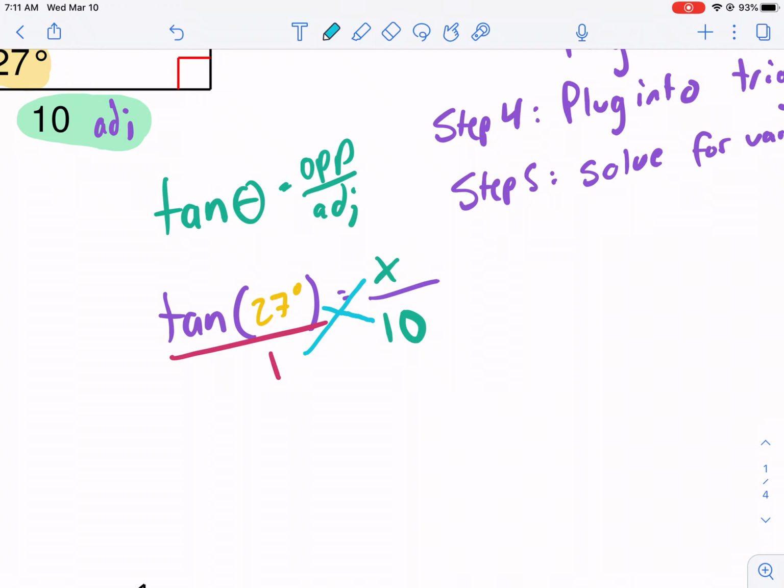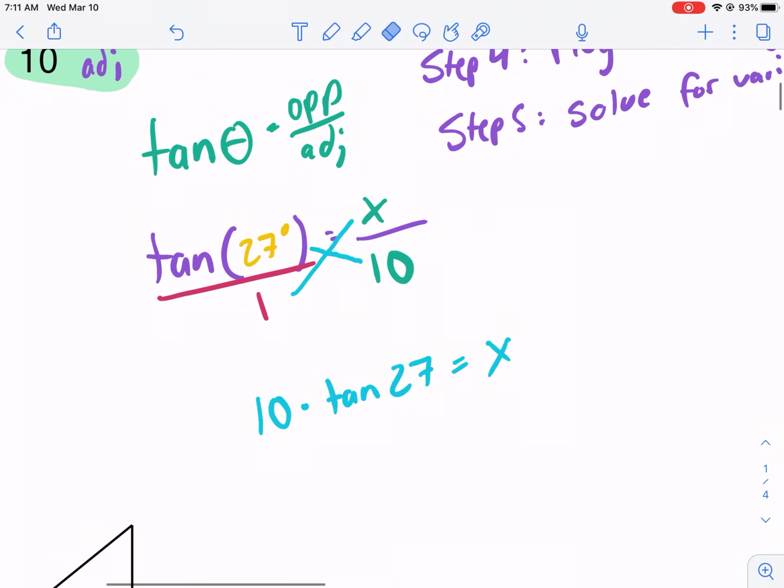So I'm going to cross multiply here, so I have 10 times tangent of 27. I'm just going to keep it written as tangent of 27 until I'm basically done, okay? And then I have equals x. So x times 1, which is just x, sorry. Just want to clarify that. So then we have tangent of 27 times 10, and that's going to be equal to x.